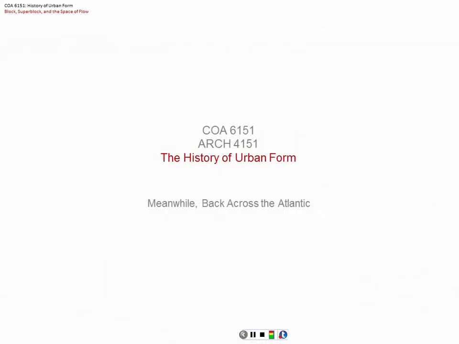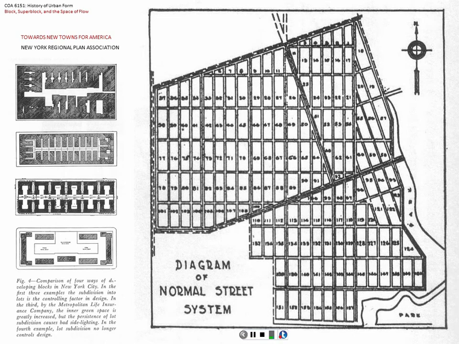Meanwhile, back across the Atlantic, there was a group in New York called the New York Regional Plan Association. They had no direct relationship to the CIM, but their goals were similar, and that is they were trying to come up with theories and principles to be applied to the remaking of cities and the reshaping of cities to make them safer, to make them more humane, to provide more parks and green space for children to play, etc.